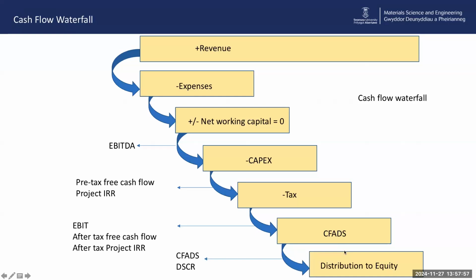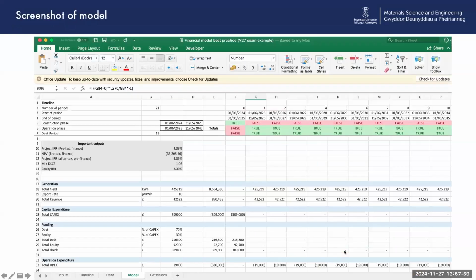So how do you work out all of that? I'm conscious I'm rushing a little bit, but I am running out of time. We are going to produce a model, a project finance model. This is on Excel, and you'll produce this. You'll understand what all these true and false things mean. This is our timeline at the top. This is literally our timeline of our project, our construction phase, our operation phase. These are our important outputs, which we will get to. And you will construct this yourself.